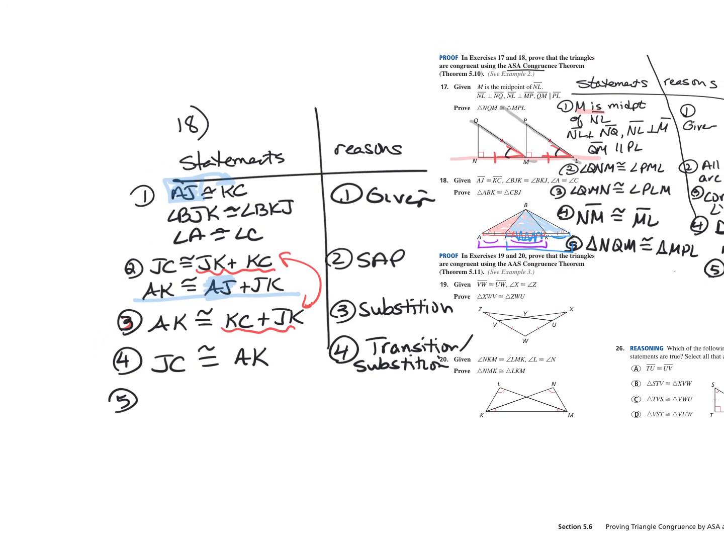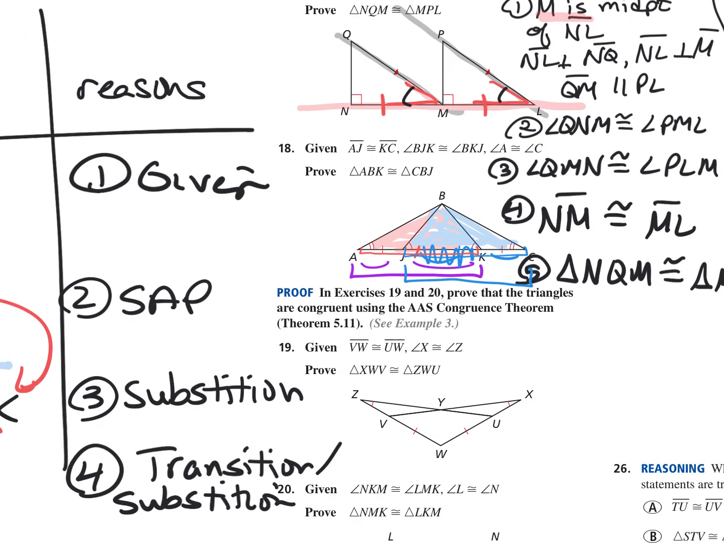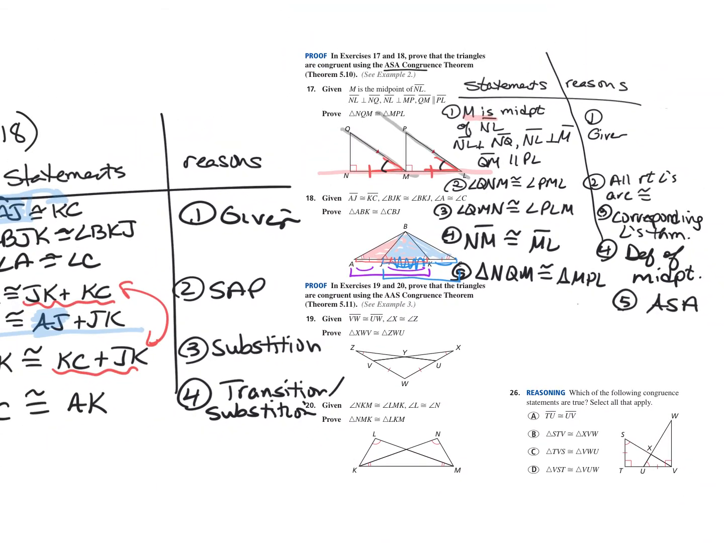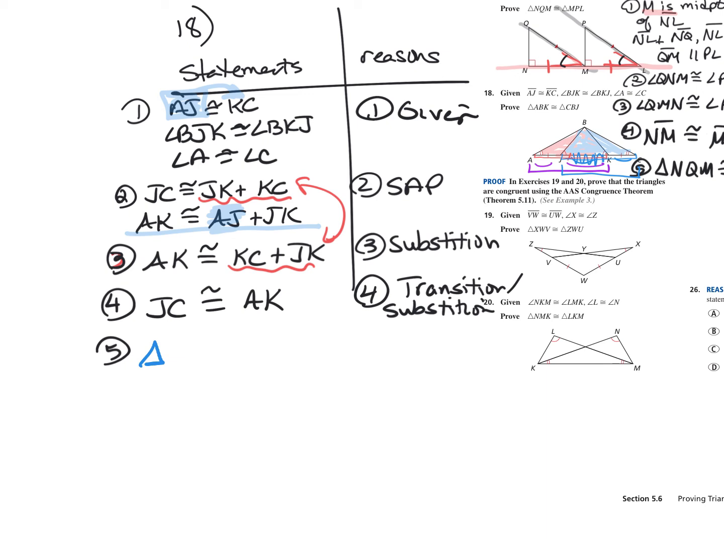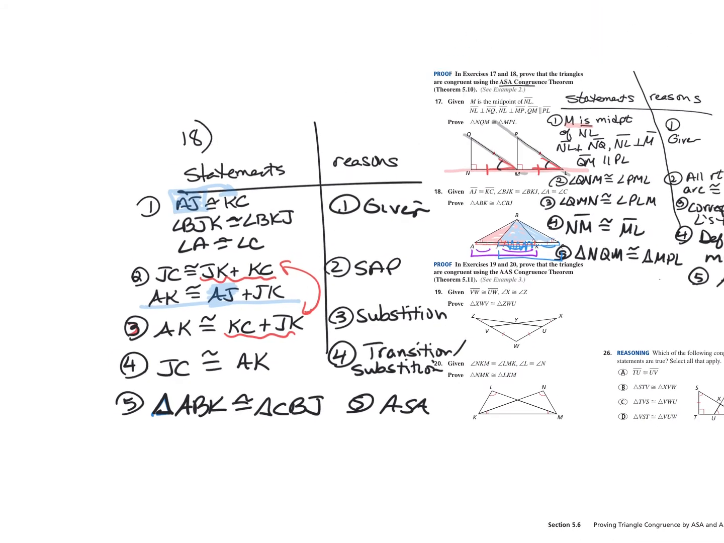So now I can state that, let me see, I need another one here. I need this angle. Okay, so then now what we're going to say is, let's see, where was I? Here. That triangle ABK is congruent to triangle CBJ. And we got angle side angle. Then 19.